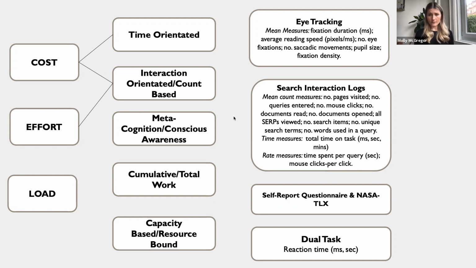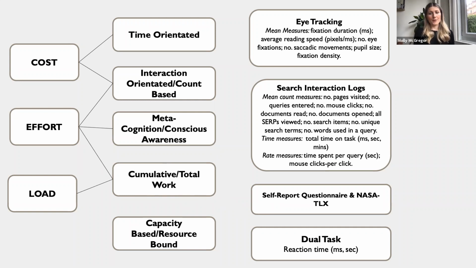So again, the category interaction orientated and count based that we observed for cost definitions was also used to define effort. Effort was also described in terms of metacognition and conscious awareness, which refers to effort as a volitional and conscious process. And lastly, effort was referred to as a cumulative total of physical or mental work that the user applied towards an outcome. The first 2 categories to emerge from the load definitions were cumulative total work, which was also used to categorize effort.